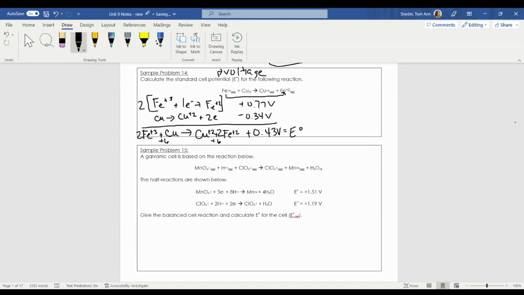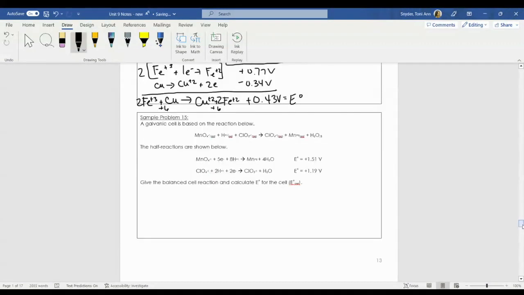Let's take a look at sample problem 15. Oh boy. So I have this galvanic cell based on the reaction below right here. And here's 2 half reactions. We want to give the balanced cell reaction, and we're going to calculate E naught for the cell, the standard cell potential. Looks like we're going to have to use some Hess's law right here.